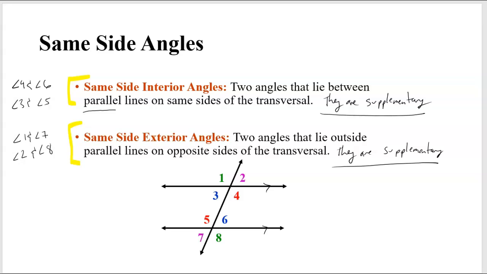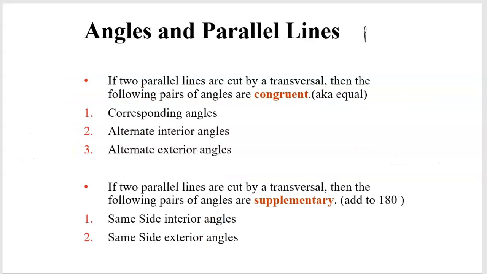Okay, now just to recap, you don't have to copy this slide down. This is just a recap of what we just talked about a little bit. So recap, don't copy. If parallel lines are cut by a transversal, then the following pairs of angles are congruent: corresponding, alternate interior. If the parallel lines are cut by a transversal, the following are supplementary, meaning that they add to 180. Okay, so we get same side interior and exterior.